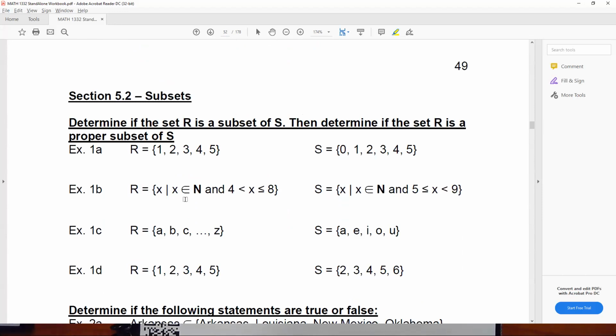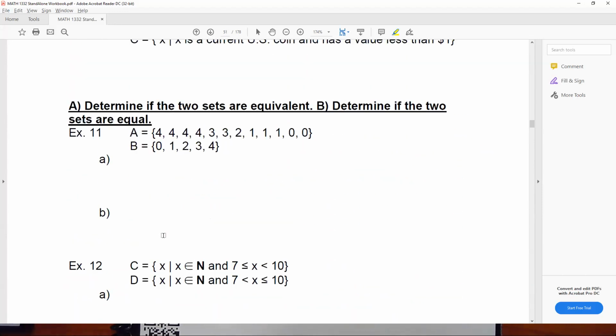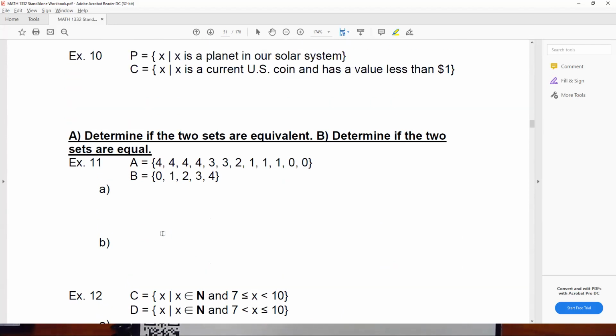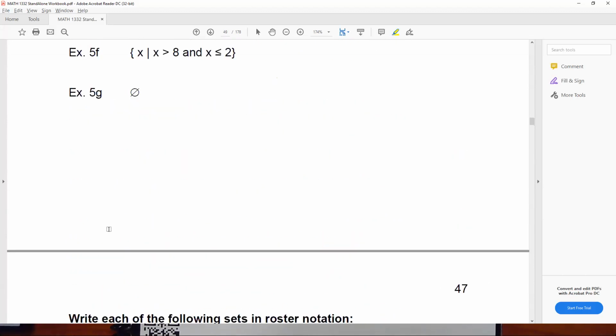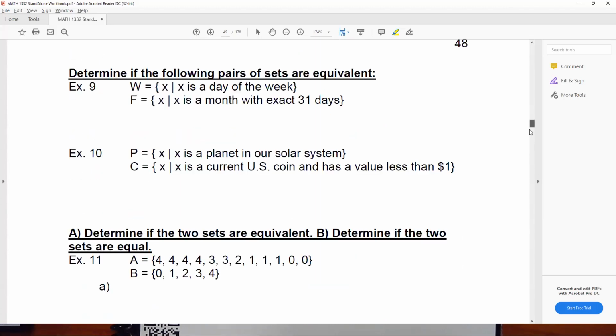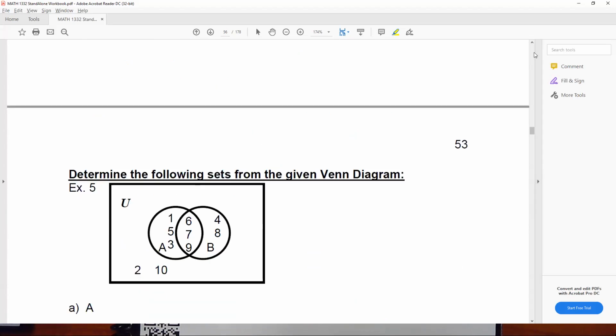Anyway, so that's 5.1. That's our intro to sets. So hopefully you know what a set is. You know what a cardinal number is. You know what equivalent means and equal. That was the main ideas today. And I guess the empty set. All right, we'll do 5.2 next time.